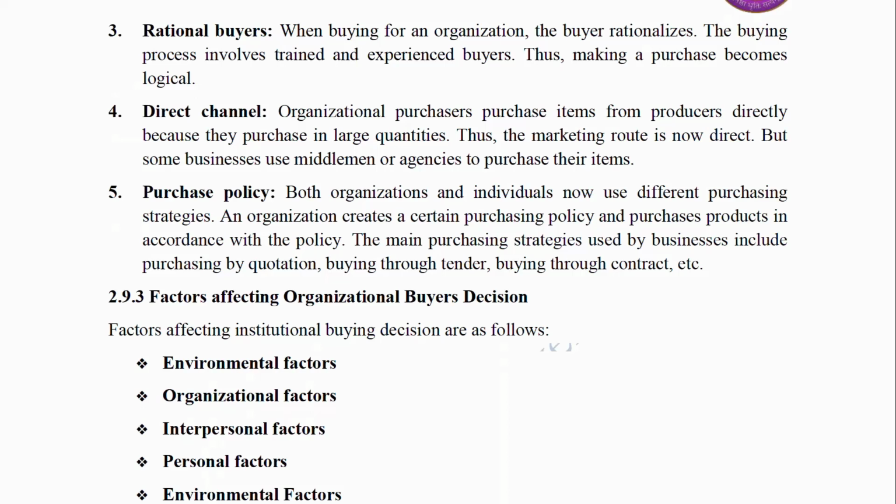5. Purchase policy. Both organizations and individuals now use different purchasing strategies. An organization creates a certain purchasing policy and purchases products in accordance with the policy. The main purchasing strategies used by businesses include purchasing by quotation, buying through tender, buying through contract, etc.